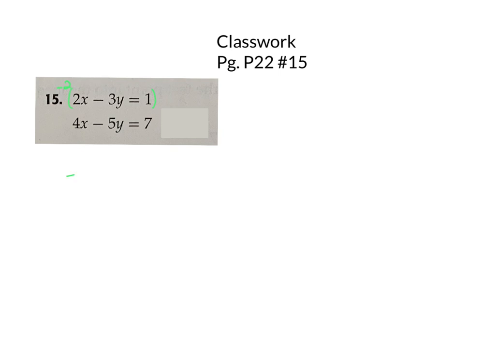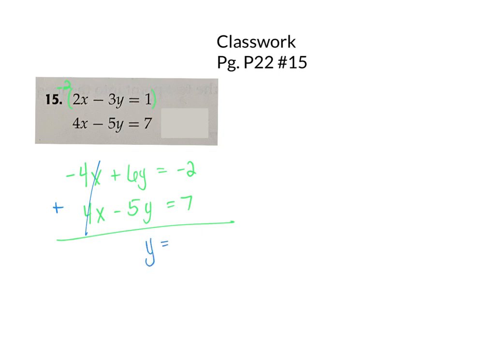So -2 times 2x is -4x. -2 times -3y is +6y. And -2 times 1 is -2. The most common mistake is people don't multiply all the way across the equal sign, okay? You have to multiply every single piece by it. The second equation I can leave alone. 4x minus 5y equals 7. All right? Now that I have those, I can just add straight down. -4x and +4x will cancel. 6y minus 5y is just y. And -2 plus 7 is 5.